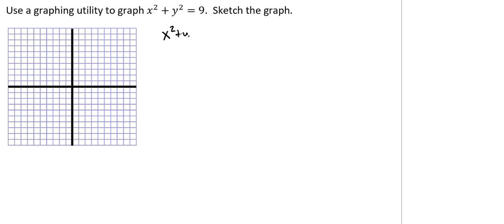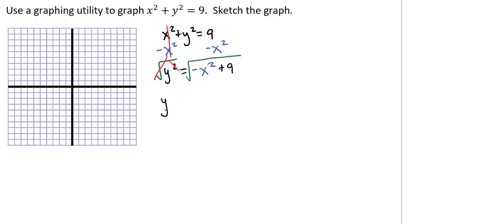X squared plus y squared equals 9. So we want to get the y by itself. So we're going to begin by subtracting an x squared from each side. And this will leave us with y squared equals negative x squared plus 9. Then we need to get rid of the square that's attached to the y, so we're going to square root both sides.